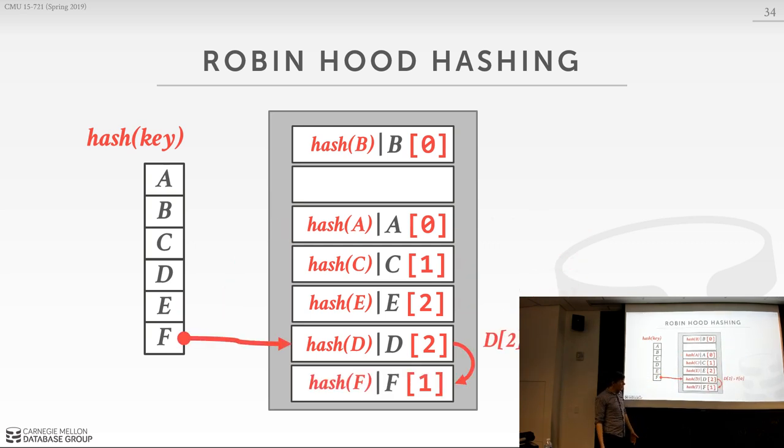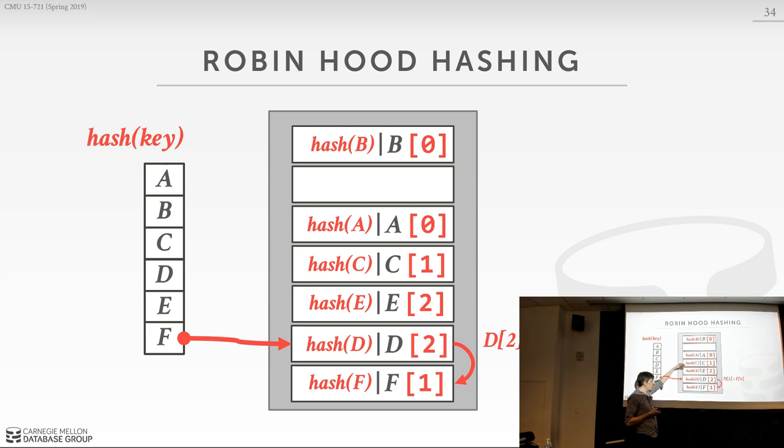So now we insert F. F should go here, but D's in here, and two is greater than zero, so F can't steal its slot, so it goes down here. All right? So again, the intuition of this is that we're reducing how far away each key is from where they should be.